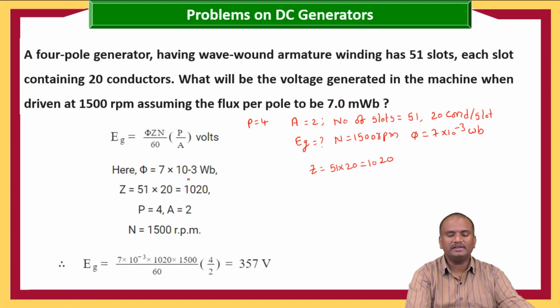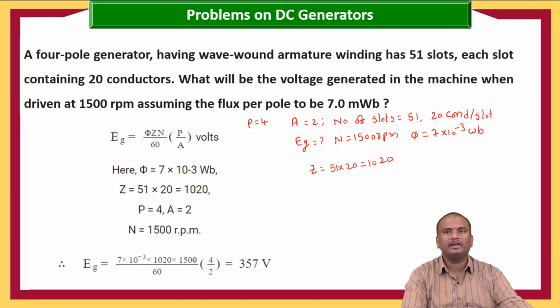So here phi is given directly and Z we have calculated 1020 and P is equal to 4, A is equal to 2 and N is equal to 1500 rpm. If we substitute these values into this equation, 7 into 10 to the power of minus 3 into 1020 into 1500 by 60 whole into 4 by 2, which is equal to 357 volts.